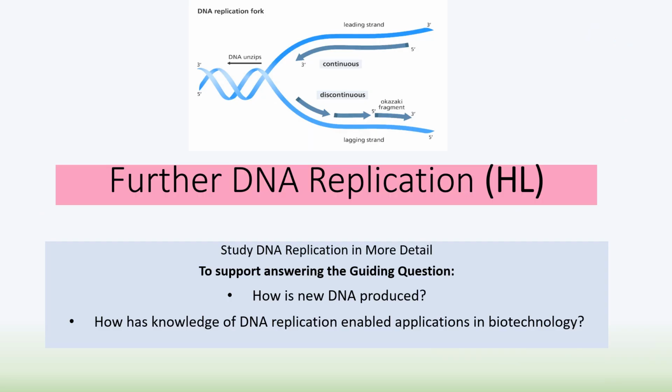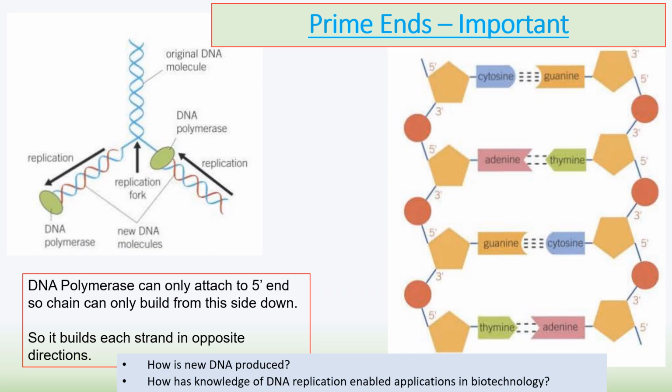So just the HL students, we need to know a little bit more about DNA replication. Replication relies on prime ends, and there is the idea of a 5' end of the molecule and a 3' end of the molecule based on the carbon numbers which are facing whichever way. That is because this DNA strand is anti-parallel, so it goes in opposite directions. The enzyme used to attach the nucleotides together can only attach to the 5' end. So for example, it could attach to this end here or this end here of the DNA strand. And therefore it builds in opposite directions.